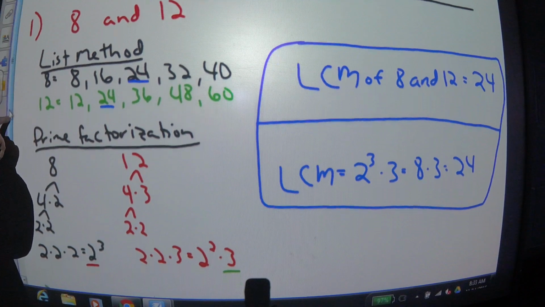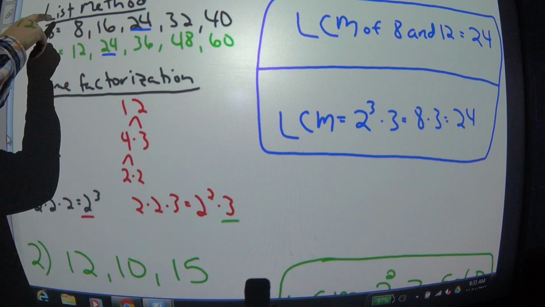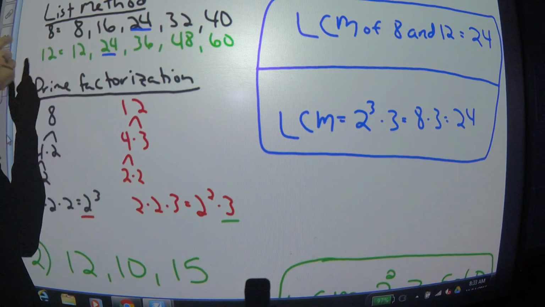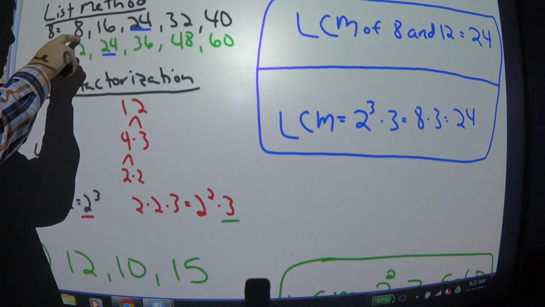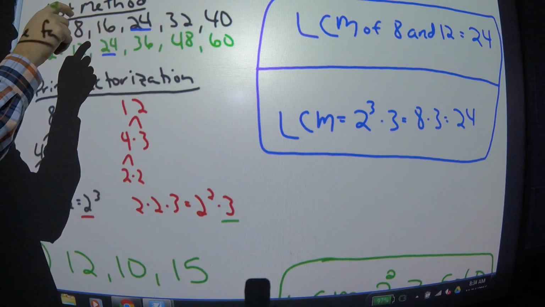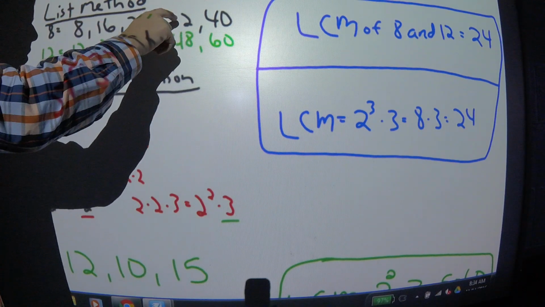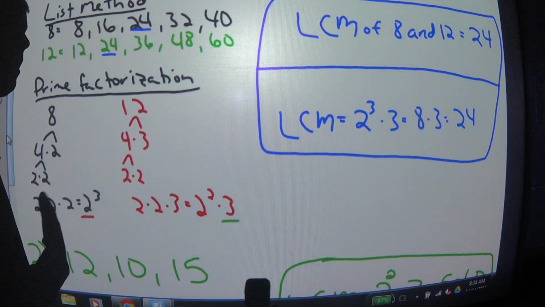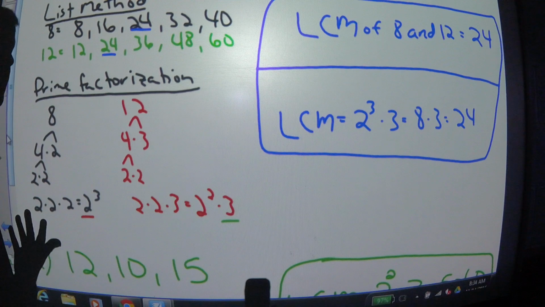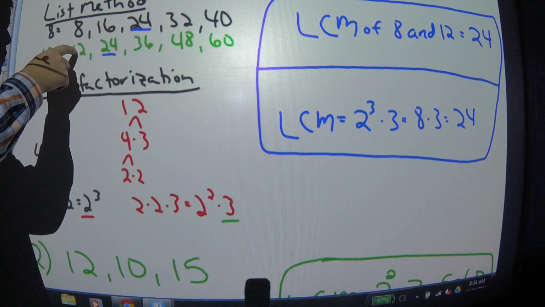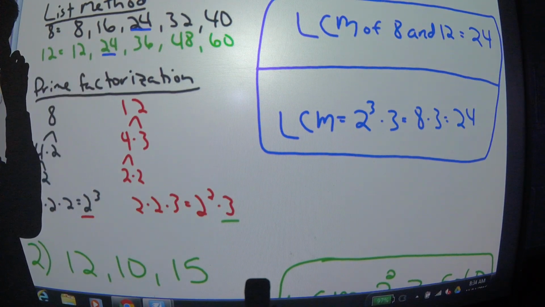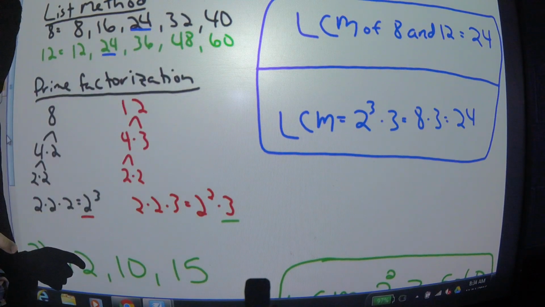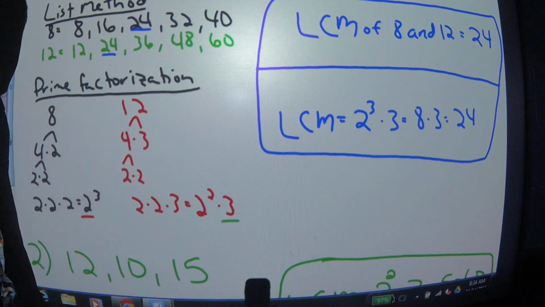So the list method, if I were to try and find the least common multiple of 8 and 12 through the list method, I list out the multiples of 8. 8 times 1 is 8, 8 times 2 is 16, 8 times 3 is 24, 8 times 4 is 32, 8 times 5 is 40. So I just listed out the first 5. 12. 12 times 1 is 12, 12 times 2 is 24, 12 times 3 is 36, 12 times 4 is 48, 12 times 5 is 60.